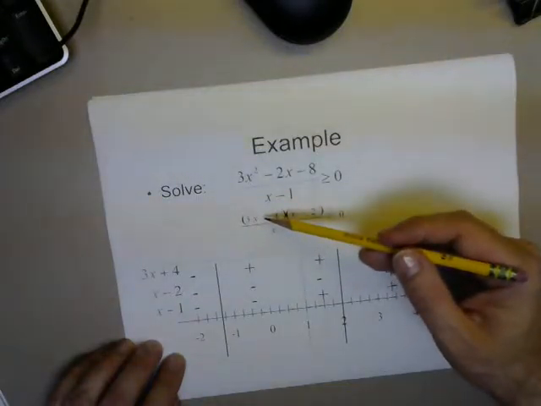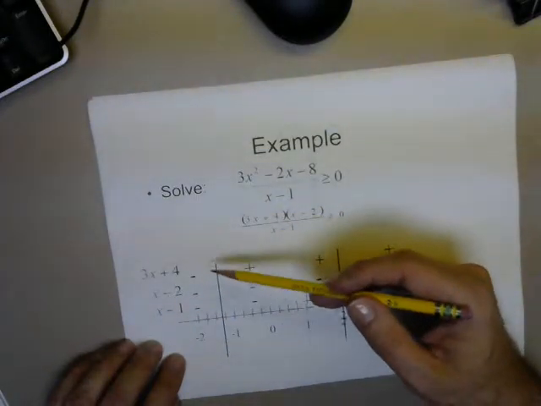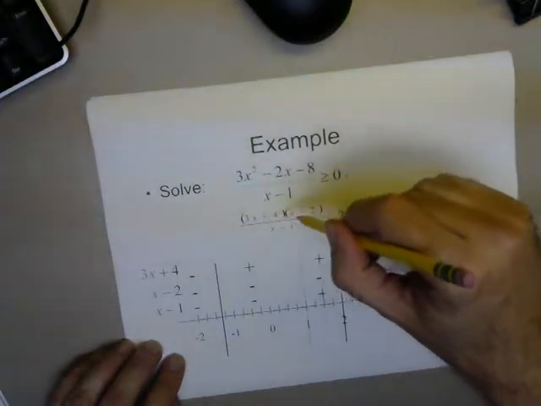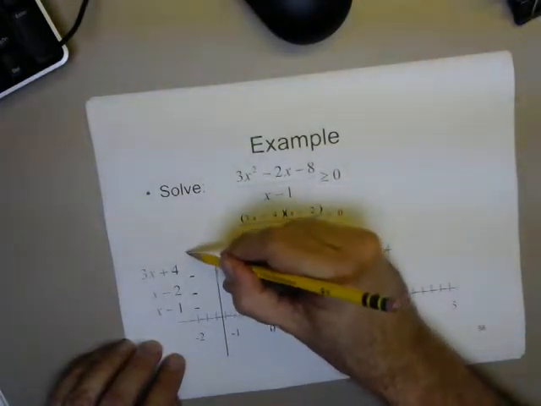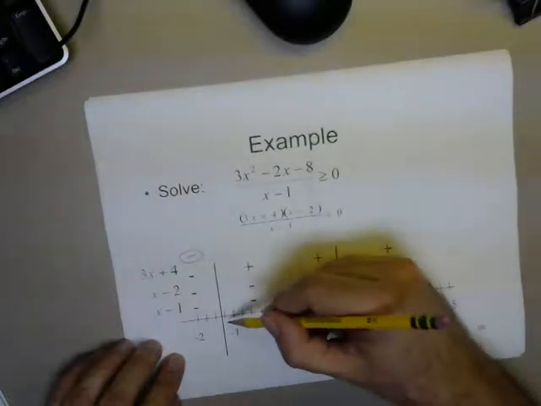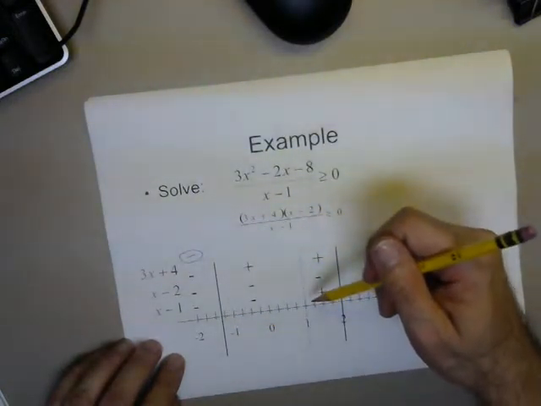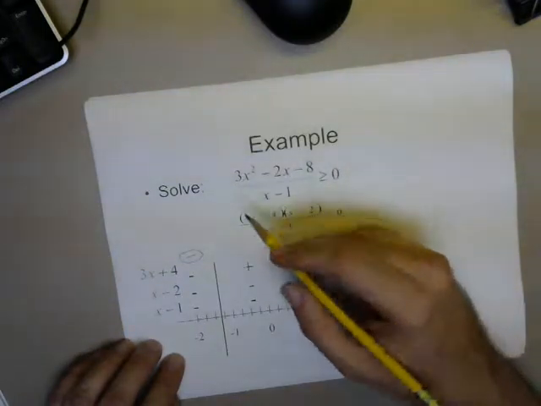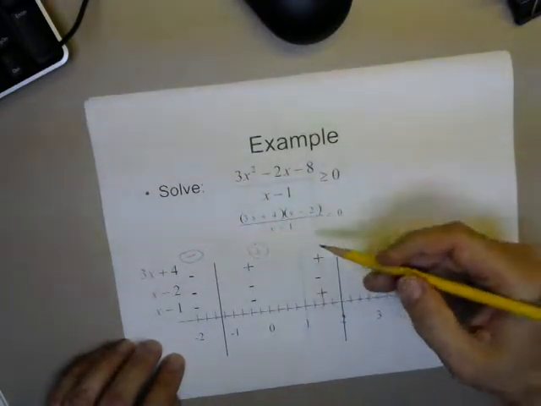So pick a test number in each region, like pick negative 2. That'll make the expression negative, because you'll have a negative times a negative divided by a negative. So the height will be negative here. In between negative 4/3 and 1, pick 0, for example. That'll make this positive, negative, negative, so the height of the function will be positive here.